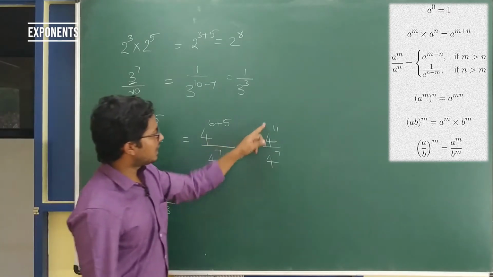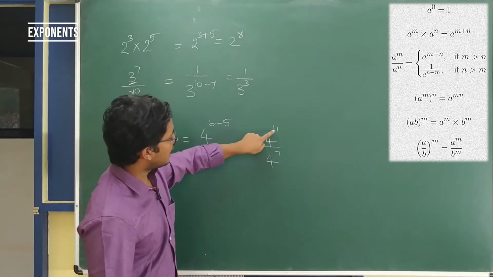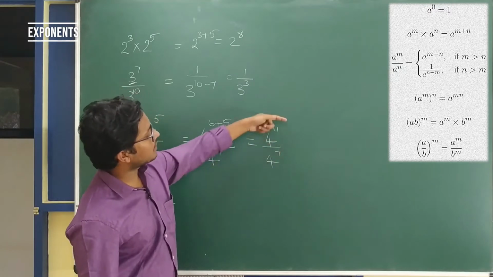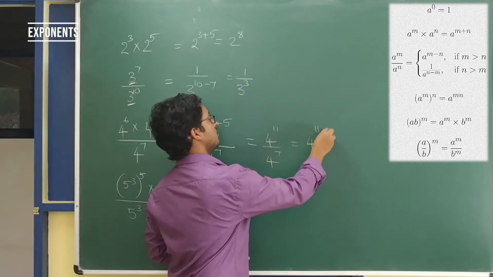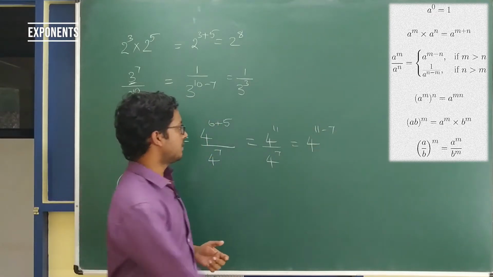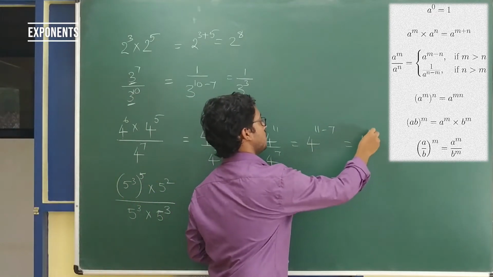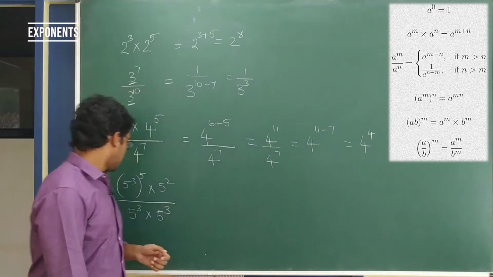So 4 raised to 11 divided by 4 raised to 7, if you see, again 11 is greater than 7. So you bring 7 to the top. When you bring 7 to the top, it becomes subtraction. So it will be 4 raised to 11 minus 7, which will be 4 raised to 4. Simple.